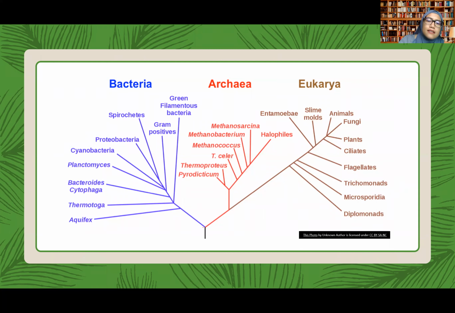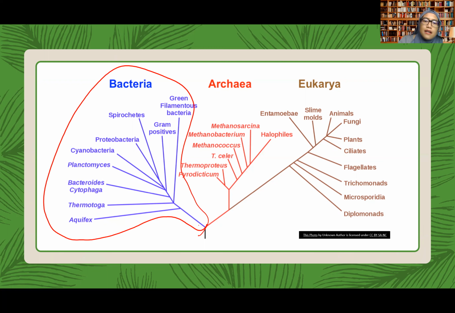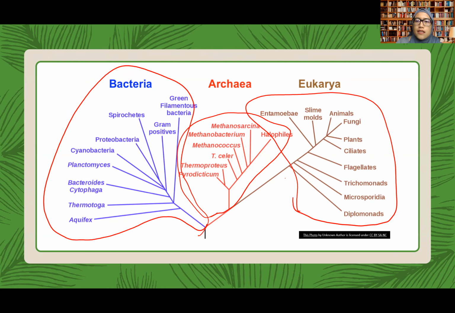So bacteria is here. If you look at the tree of life, the phylogenetic tree, bacteria is there. This is archaea. Archaea is also a prokaryote. And then this is eukarya, including animals, fungi, and plants, and other families as well. All of these are eukaryotes, so they have a membrane-bound nucleus. And so this is the tree of life, yeah?